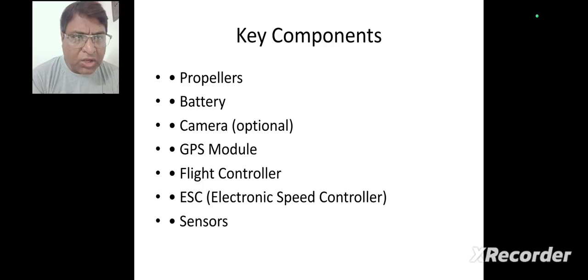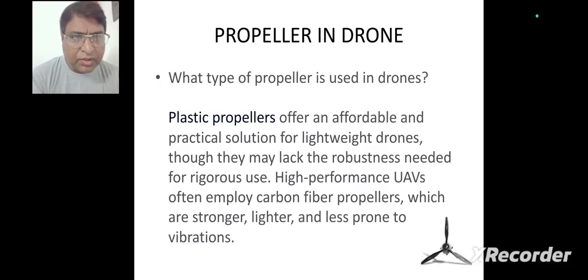So what are the key components of drones? These are propellers, battery, camera, optional GPS module, flight controller, ESC, electronic speed controller, and sensors. What type of propeller is used in drones? Plastic propellers offer an affordable and practical solution for lightweight drones, though they may lack the robustness needed for rigorous use. High performance UAVs often employ carbon fiber propellers, which are stronger, lighter, and less prone to vibration.